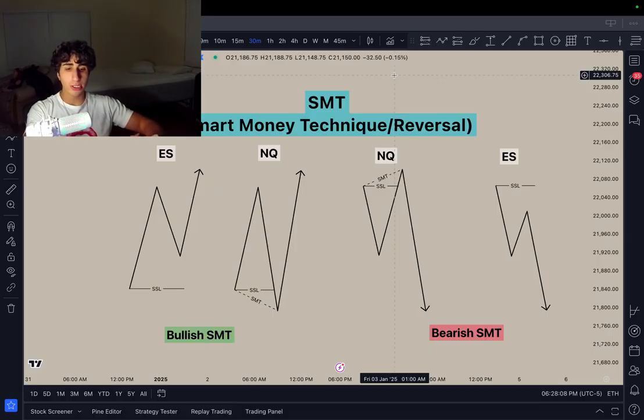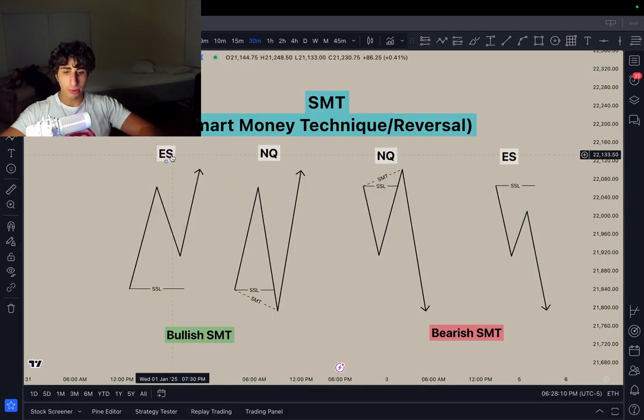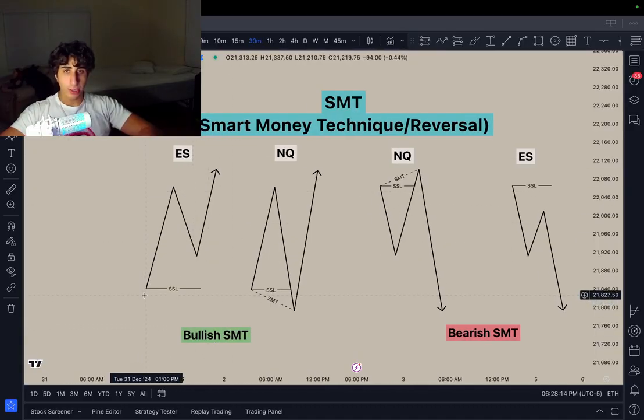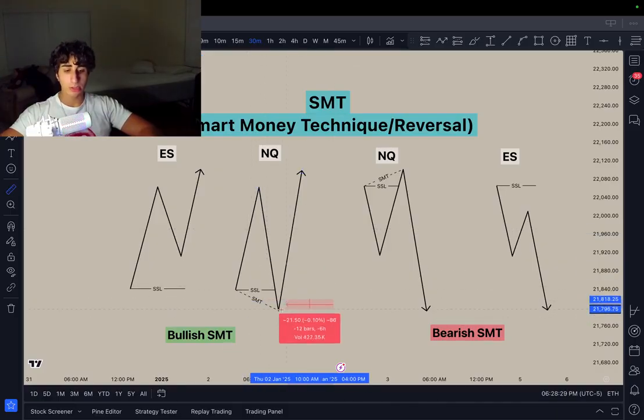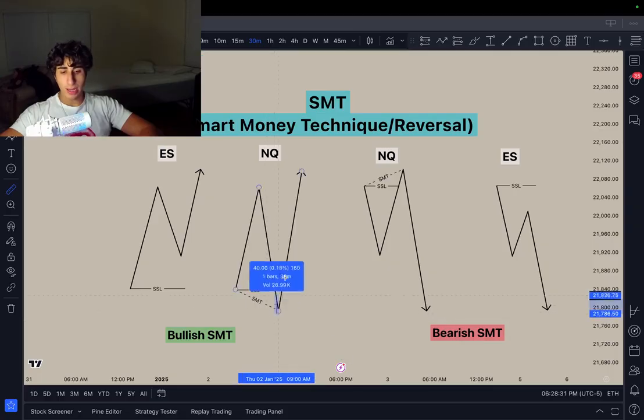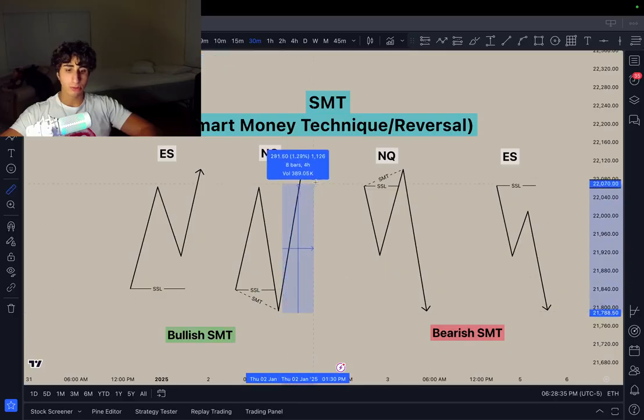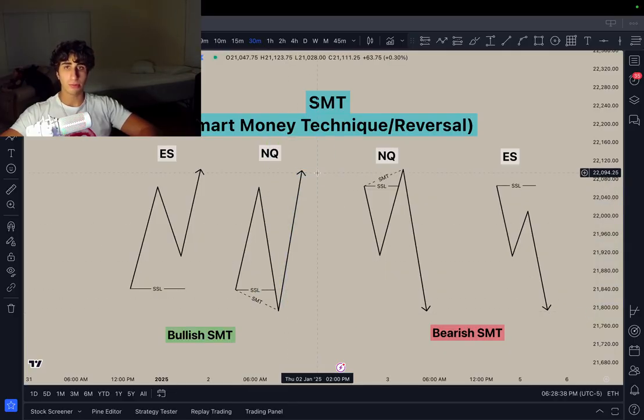Okay, so what this looks like is, let's say, for example, this is your ES chart, right? And we have a low right here. So this is your low, you have a high, then you have a lower high, and then you have a higher high. And then on NQ, what it looks like is you have a low, you have a high, and then instead of having a lower high, you have a lower low. And this is a bullish SMT. So with that lower low, then we have the same higher high, but this is that indication right here that price is going to reverse, and we should go higher.